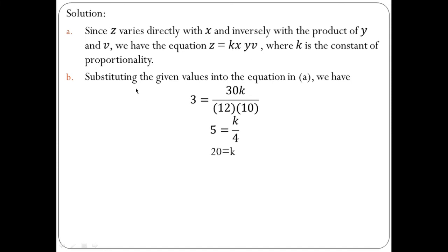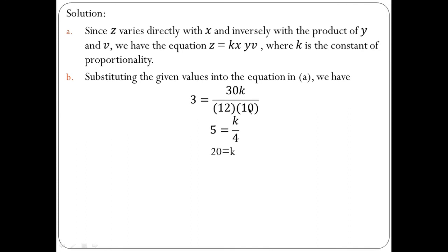So, substituting the given values into the equation. So, ito po class, saan to galing itong mga value? Given po to kanina, yung value, okay? So, yung z, the value for z is 5 equals, so yung x is 30, over yung y is 12, and yung v is 10. Okay, so, isolve natin.